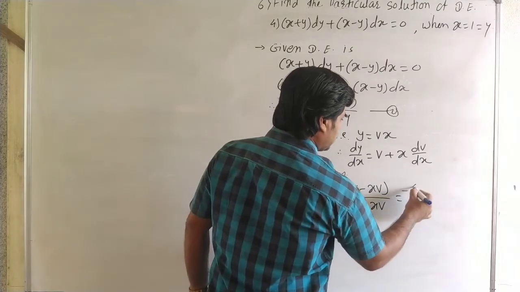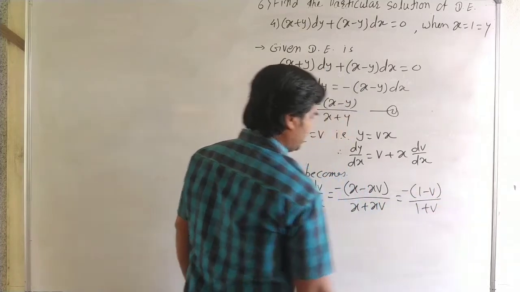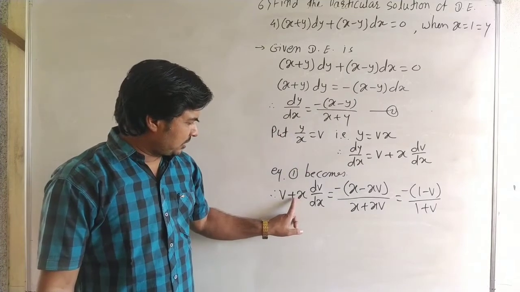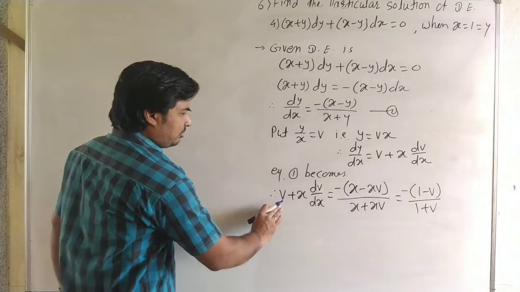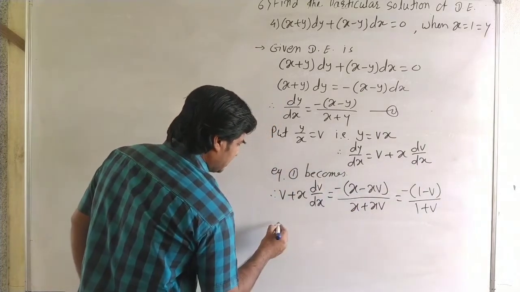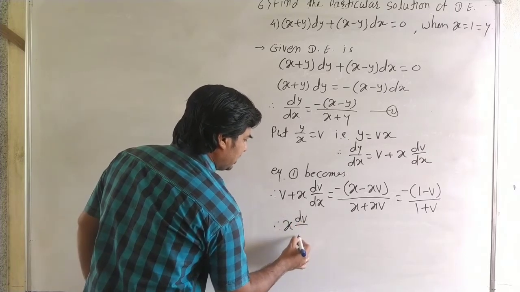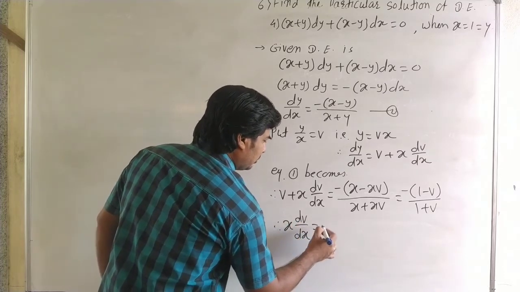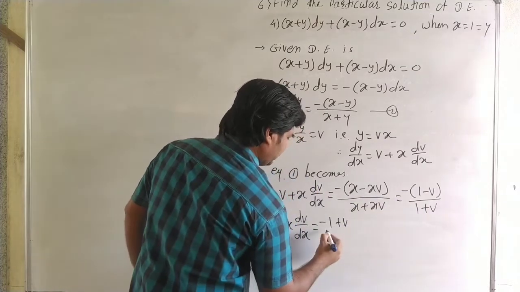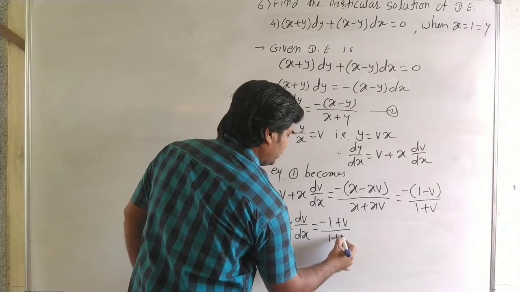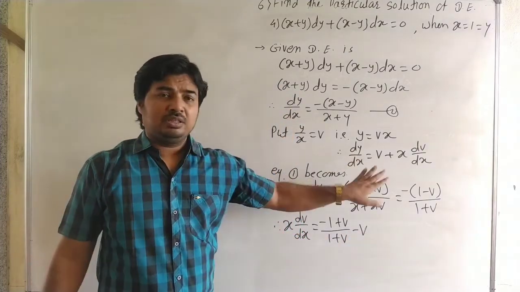Then here it is minus 1 minus phi upon 1 plus phi. See carefully this, x plus x dv by dx, the x gets cancelled, we get this. Now this phi we can write in the RHS, that means minus x dv by dx is equal to minus 1 plus phi upon 1 plus phi, and minus phi. See carefully this, it is v, we can write it with the minus.